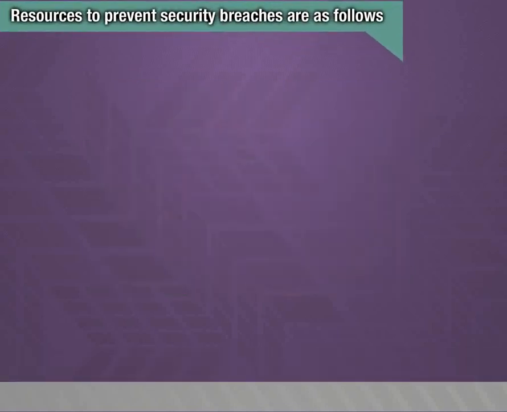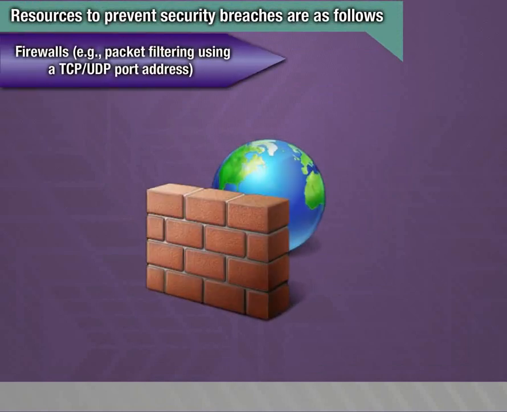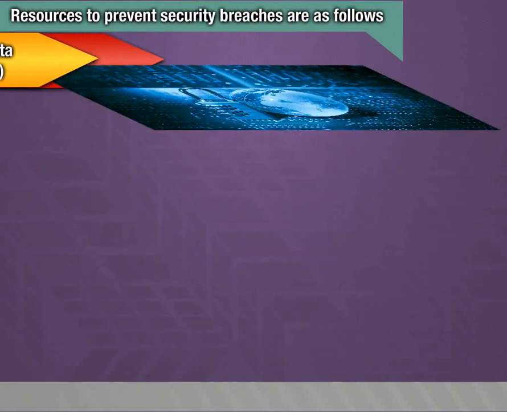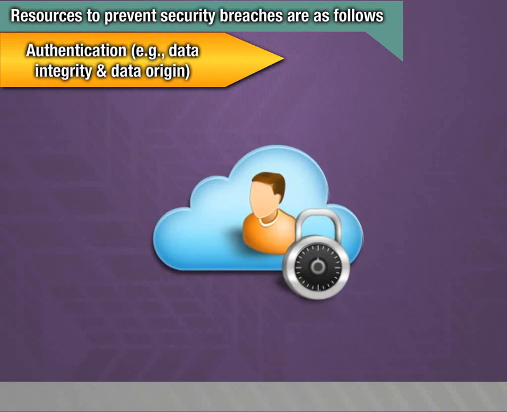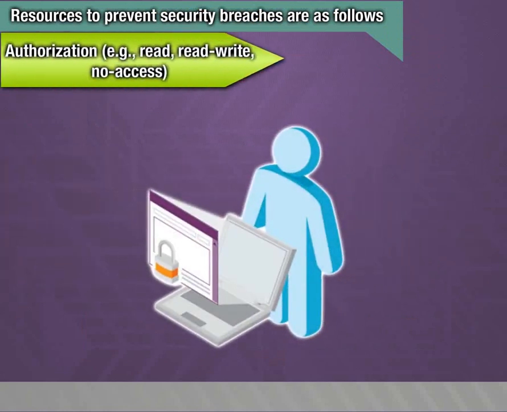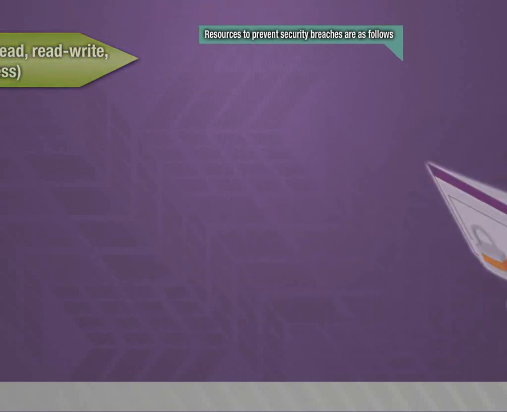Resources to prevent security breaches are as follows. Firewalls, for example, packet filtering using a TCP or UDP port address. Cryptography, that is encryption. Authentication, for example, data integrity and data origin. Authorization, for example, read, read-write, no access.